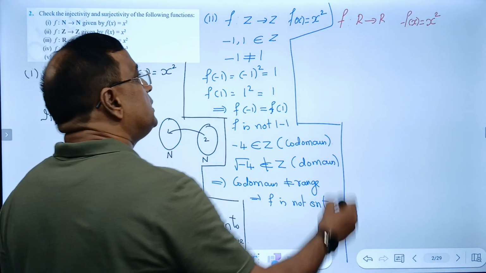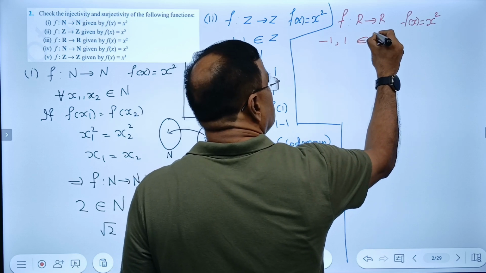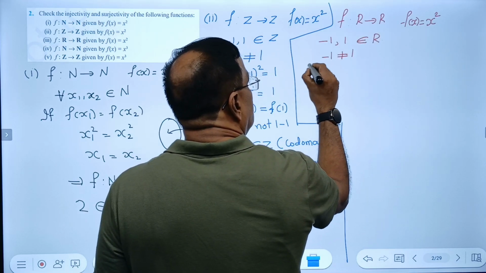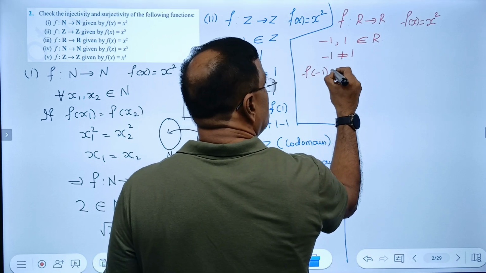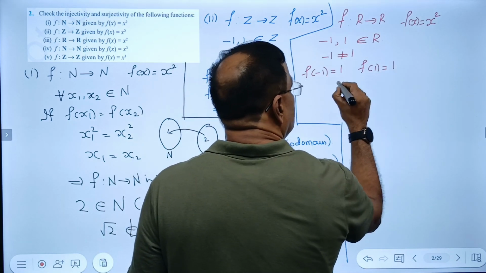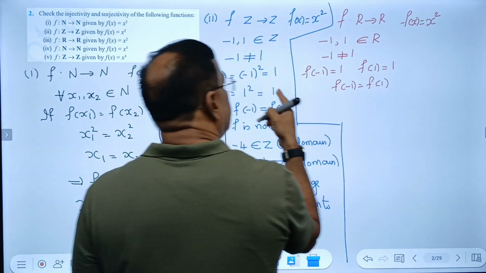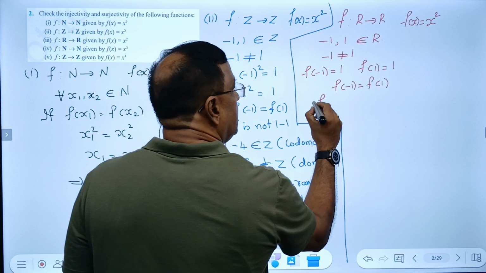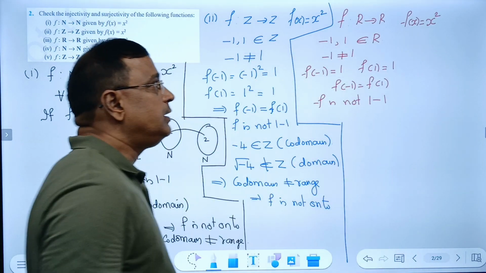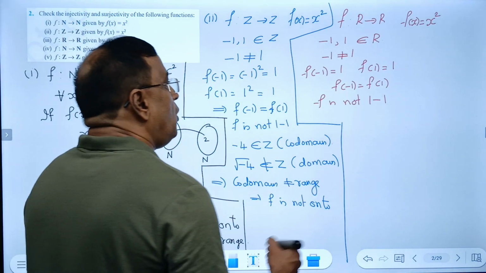Okay. Now clearly minus 1, 1 belongs to real numbers and minus 1 is not equal to 1. So what is f of minus 1? As usual, it is 1. And what is f of 1? That is also 1. So clearly f of minus 1 equals f of 1, just as in the case of integers. Therefore f is not 1 to 1. Same explanation. Now is it onto?